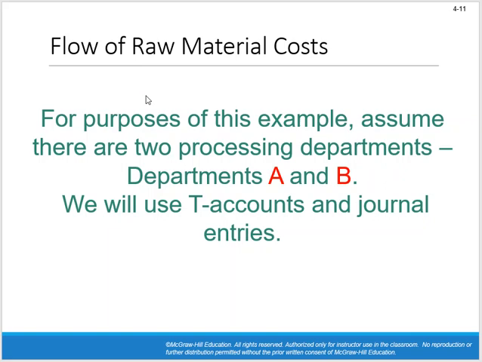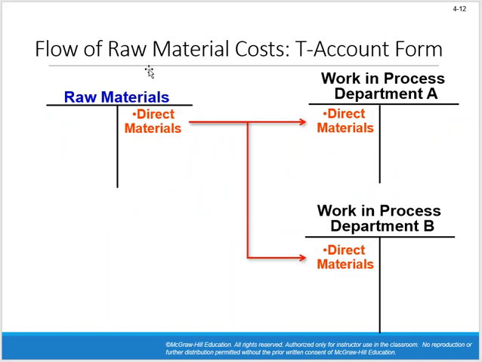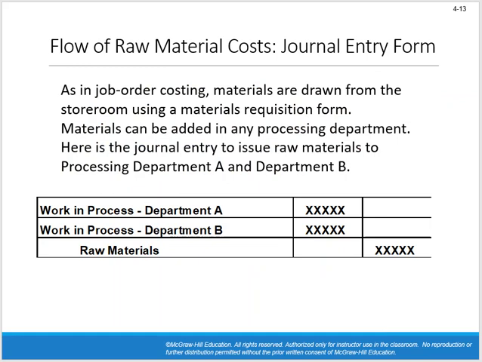So we're going to look at our flow of costs. We're looking at two processing departments, creatively named Department A and Department B, and we're going to look at our T accounts. If we've got raw materials, which would start with a debit balance, we then would requisition materials into use, some for Department A, some for Department B. When we requisition those materials, it would be a debit to WIP Department A, a debit to WIP Department B, and a credit to raw materials for the sum. Now keep in mind that direct materials is not an account title, it's a description of what we're doing. The account title that we were using was WIP, work in process.